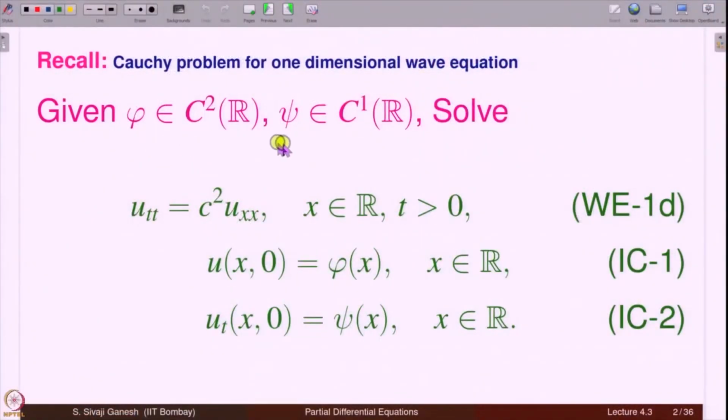Given functions phi and psi, phi is C2, psi is C1 defined on whole of R, the real line. We need to solve this partial differential equation, which is the wave equation u_tt equal to c square u_xx for x in R and t positive, such that it satisfies these two initial conditions: u(x, 0) equal to phi(x) and u_t(x, 0) equal to psi(x) holds for every x in R.